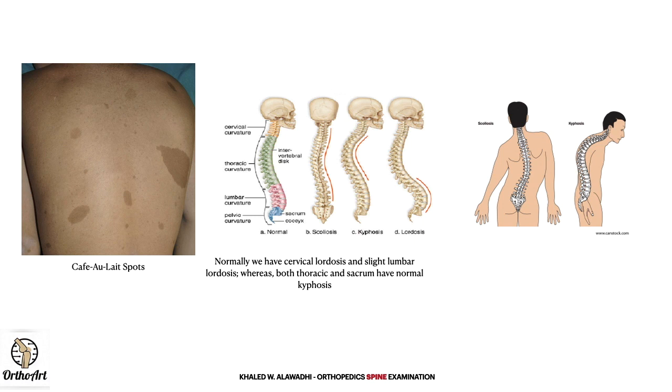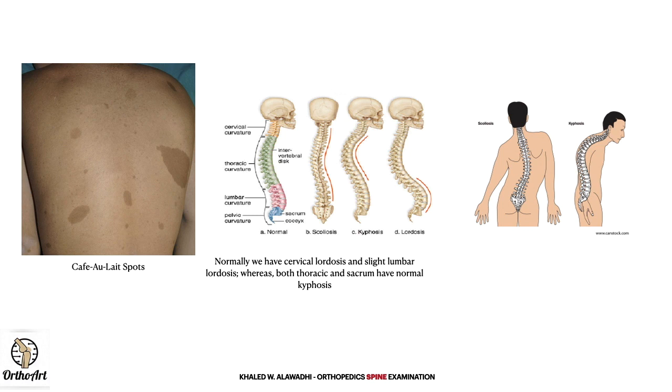As you can see, these are cafe au lait spots, which look like coffee with milk. And this is the spine alignment which you see from the side. As you can see in the last picture on the left, this is our normal spine alignment. We have cervical lordosis and slight lumbar lordosis, and the thoracic and the sacral both have a slight kyphosis, which is a normal kyphosis.